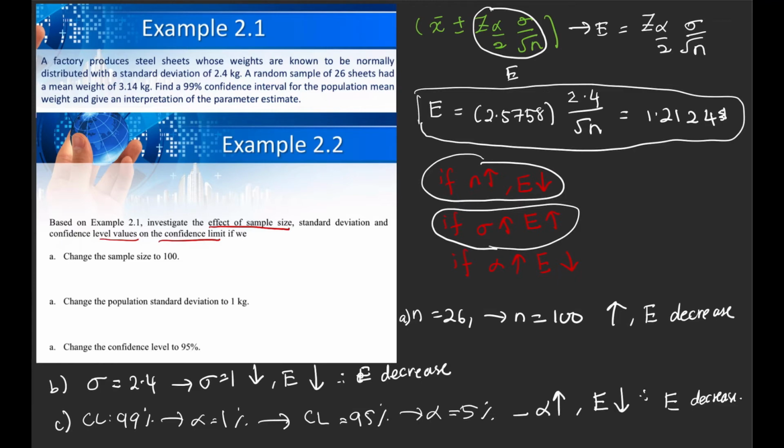You have to play around with the formula. So you have to remember this one. If we increase sample size, your error will be decreased. If you increase the standard deviation, your error also will be increased. If you increase the significance level, the error will be decreased. Alright?